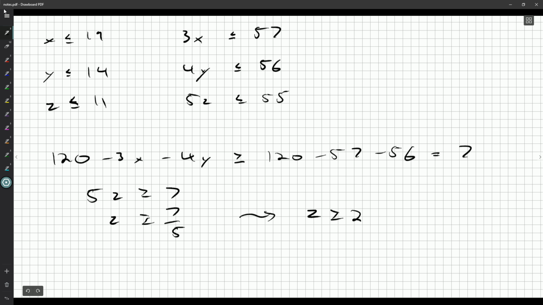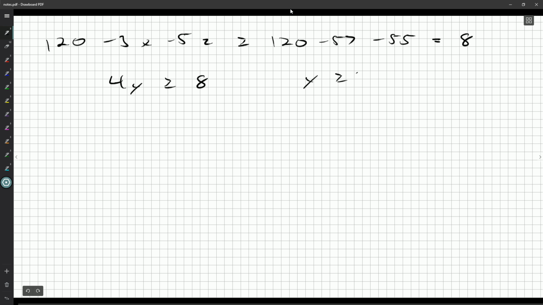Okay? We should be able to do this for the other ones. 120 minus 3x minus 5z, the smallest it can be is if you took off the 57 and the 55. And so that'd be 120 minus 100, so that'd be just 20 minus 5 minus 7. So that should be 8. So 4y has to be at most 8, so y also has to be at least 2.